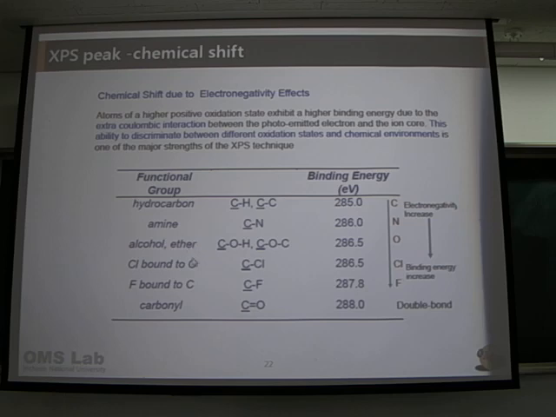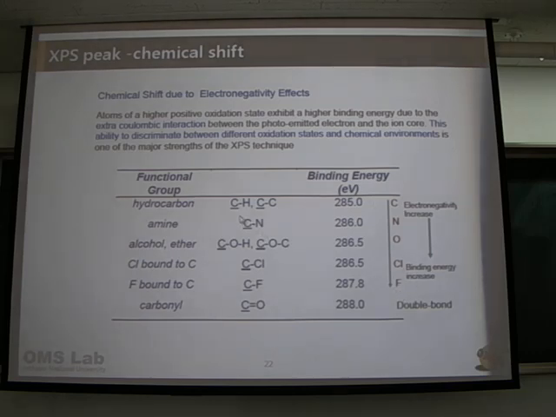So in this case, look at here. It shows that atoms of higher positive oxidation state exhibit a higher binding energy. Look at here: carbon, nitrogen, oxygen, Cl, F, like this. In this case, due to the extra coulombic interaction between the photoemitted electron and the ion core, there is this ability to discriminate between different oxidation states and chemical environments. It means, look at here, the electronegativity increases like this and the binding energy also increases.